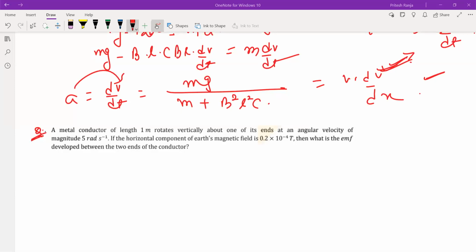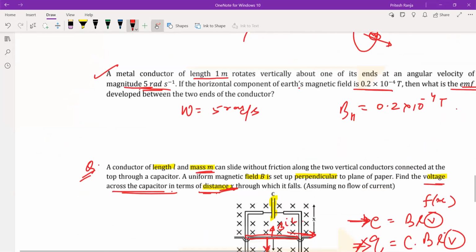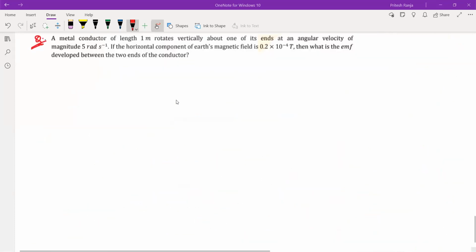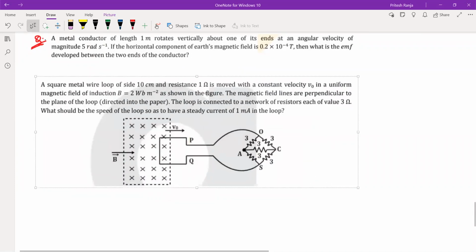Okay, we will do this one. Okay, yes, we did this. Then only 3 questions we have, which is remaining. Okay, this one we will try to do.